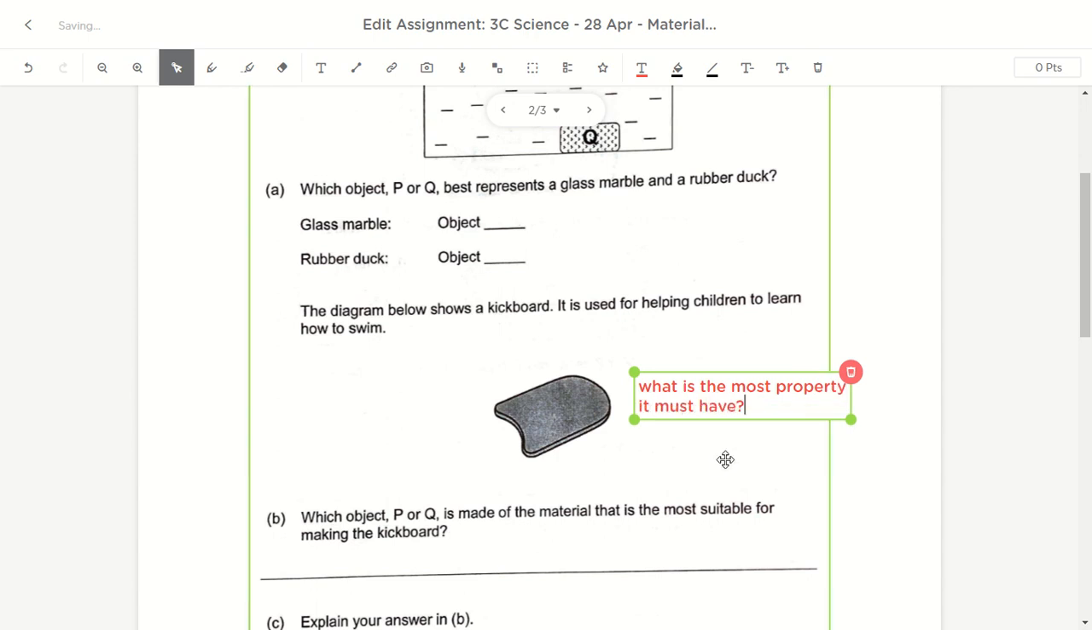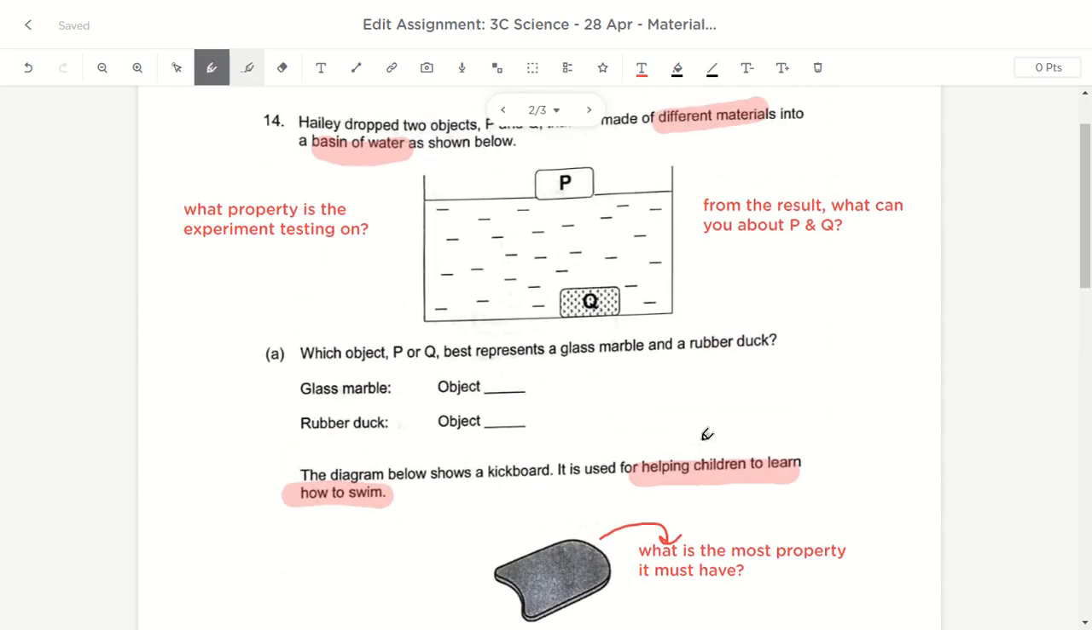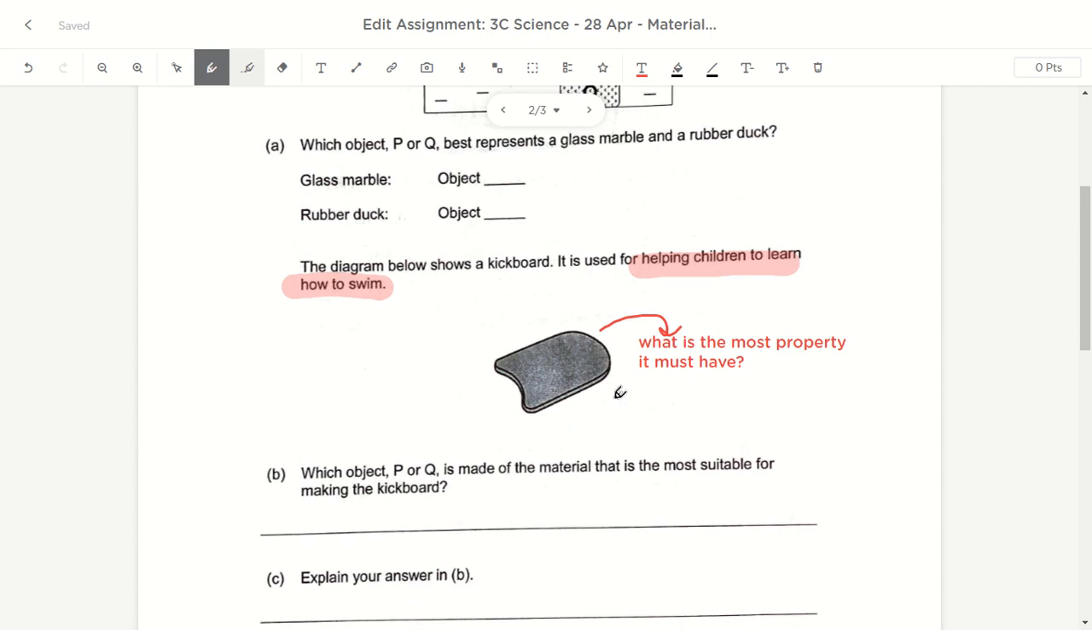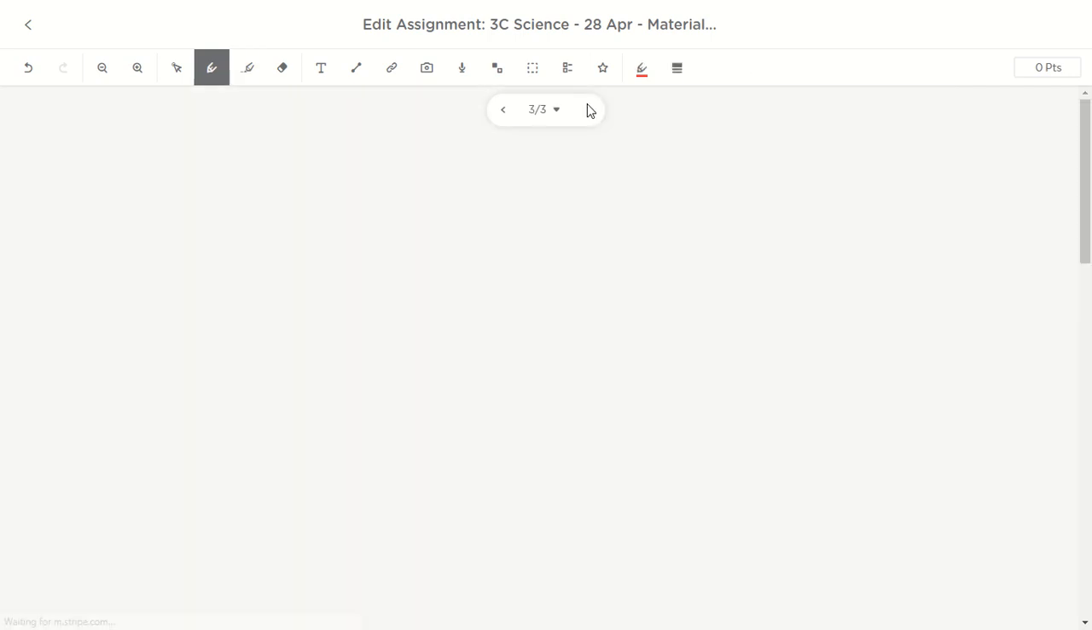Okay, so once again, this is the keyword over here, or actually the key clue, to help people to learn how to swim. If that is the case, what is the most important property you must have, and how it links to the top part as well. Okay, so once you understand this, the bottom will be quite easy. Let's go to the last question.